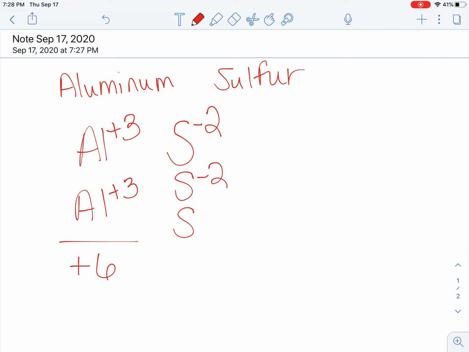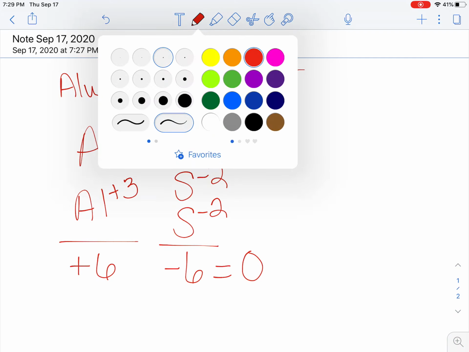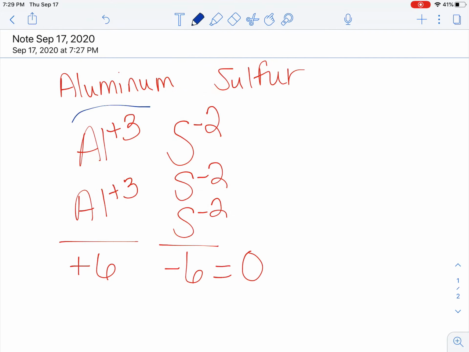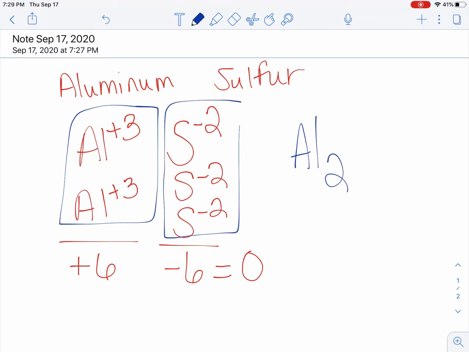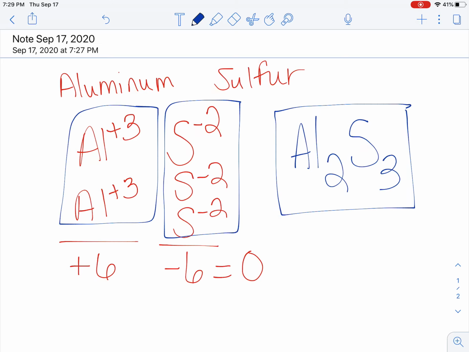And if I have 3 sulfurs, 2, 4, 6 adds up to -6. +6 and -6 equals 0. So now when we're looking at writing the formula, you see here that I have 2 aluminum ions, so it's Al2, and we have 3 sulfur ions, so S3. And this would be the final answer.